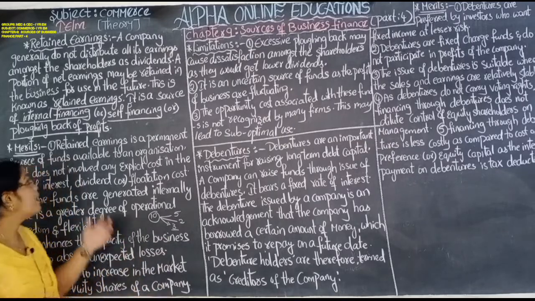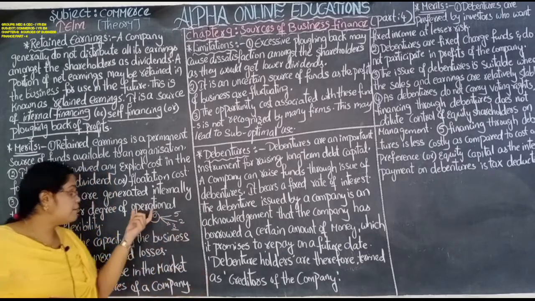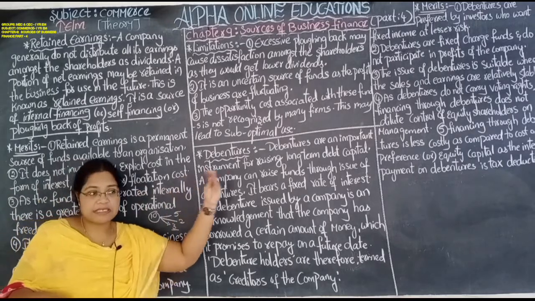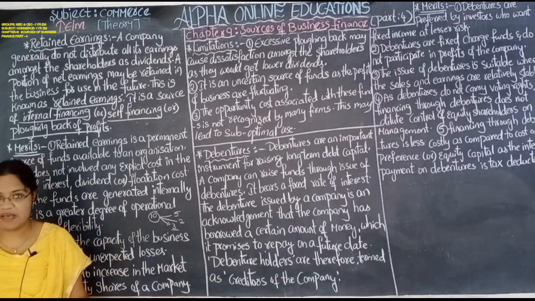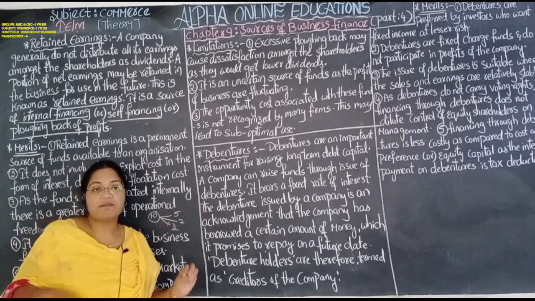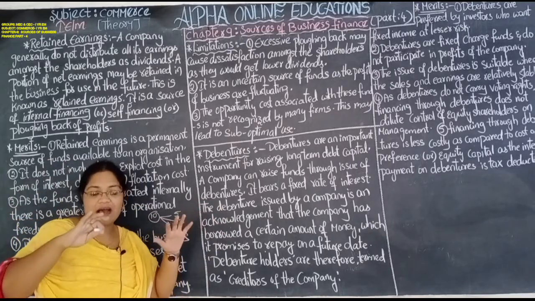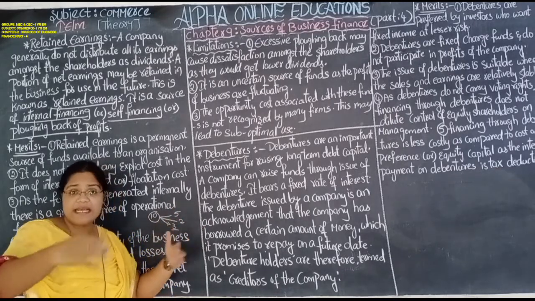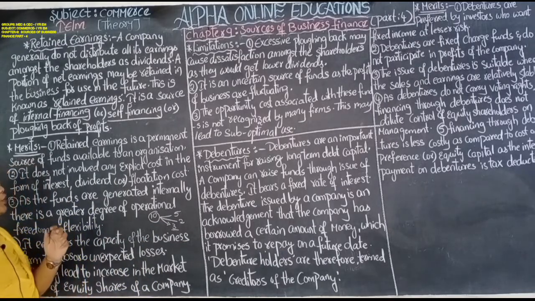So similarly, plugging back of profit means whatever the profit is there, for example 100% is the profit, in that 75% is distributed to the equity shareholders, preference shareholders and debenture holders, and the remaining 25% is plugged back, just like how the dog digs the sand. In the same way the company will dig that profit and save that amount for future use. So what are the merits of these retained earnings?